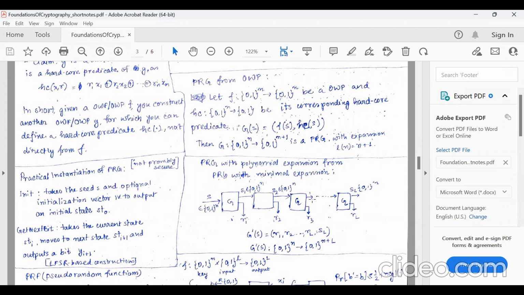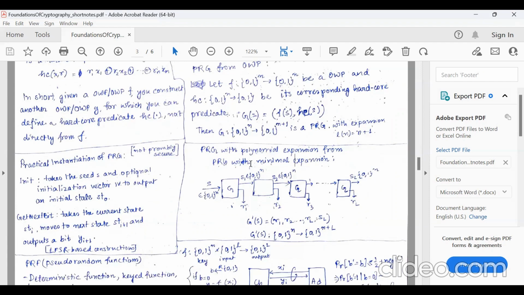and you cannot actually distinguish this whole string, f of S concatenated with HC of S, from any uniformly random string of the same length, that is n plus 1. Okay. So that is how we construct PRG from OWP.